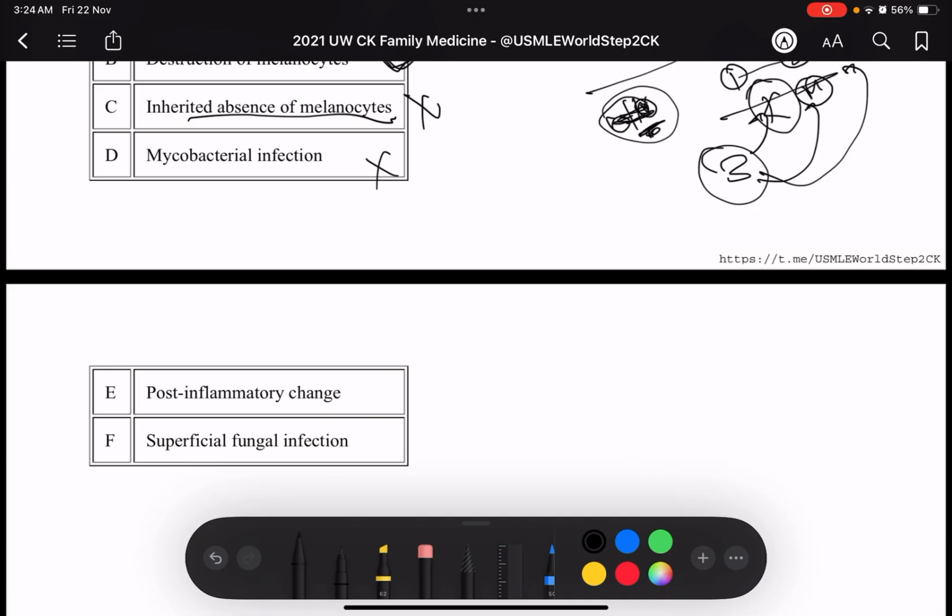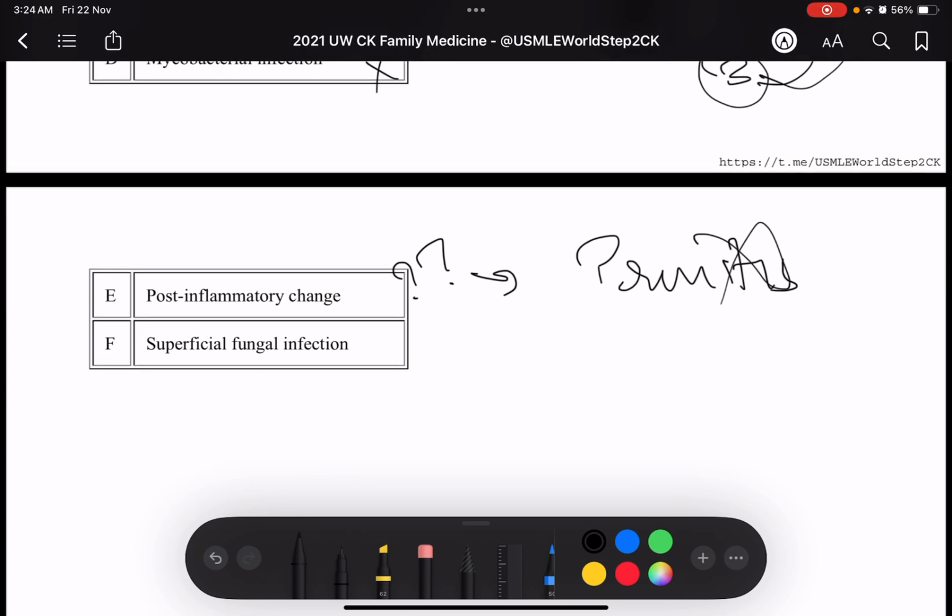Post inflammatory changes. I mean, why aren't there any inflammatory changes? Why is it then a pruritus? Well, there's no pruritus, so I would like to rule that out. Is there a superficial fungal infection? Well, if it was that, you're looking at something like a pityriasis versicolor. This is definitely not how it looks.